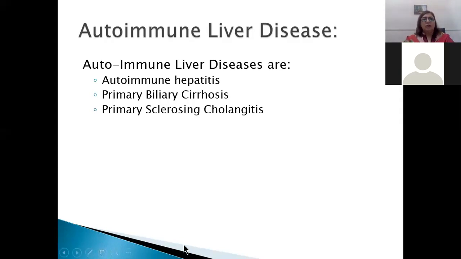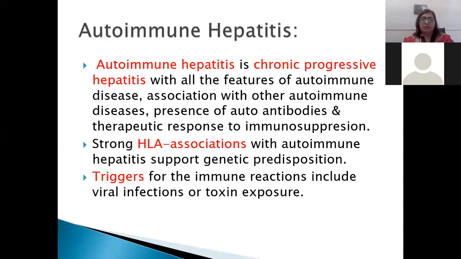Sorry for the interruption. Autoimmune liver diseases. There are autoimmune hepatitis, primary biliary cirrhosis, and primary sclerosing cholangitis. Today we are going to do autoimmune hepatitis.